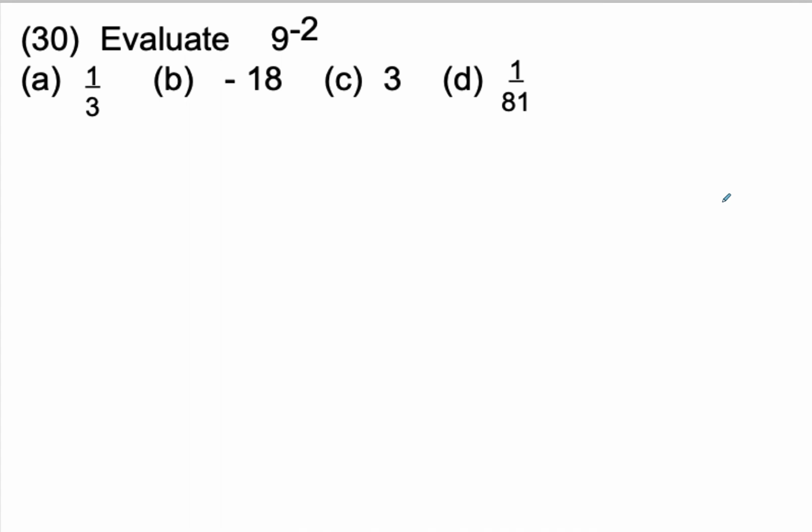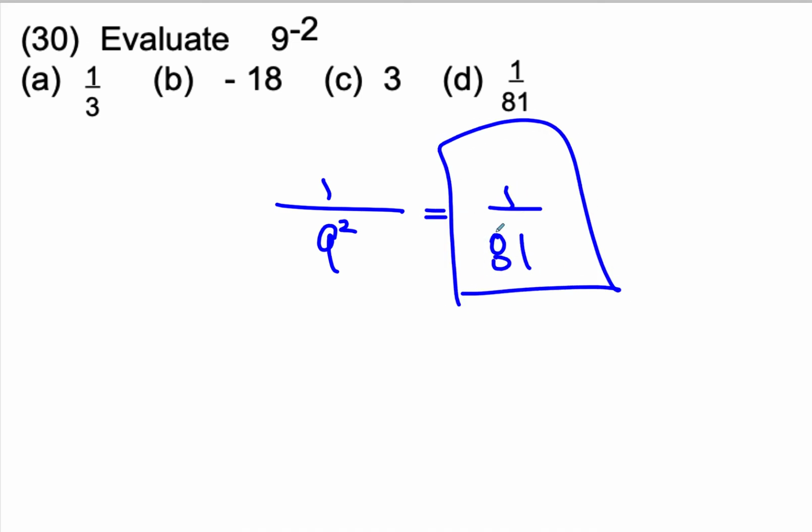All right, 9 to the negative 2 power. That means 1 over 9 squared. So whenever you have a negative, it goes to the denominator, as you know. And then, so what is that equal to? Oh, 1 over 81 becomes the final answer.